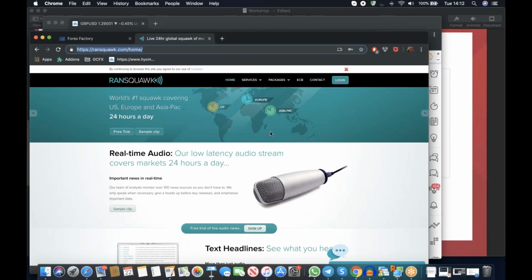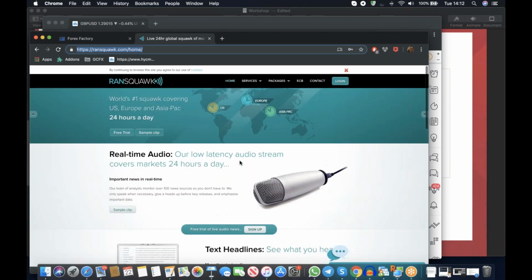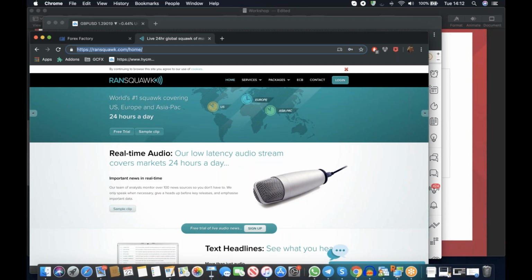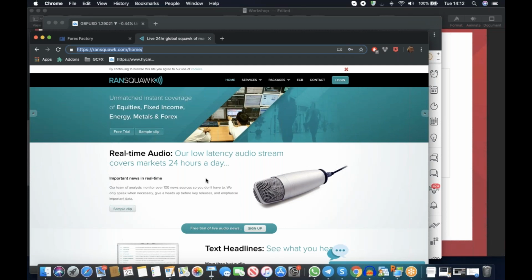Now RandSquawk is the world's number one squawk service. It's literally used by desks all over the world. So it's very popular, and what I've noticed is the squawk service is often talking out what's on the Reuters terminal. Reuters, again, is a very good news service. It's one I use for my work with forexlive.com. And often I've noticed that RandSquawk are just talking out what's coming up on the Reuters news feed.